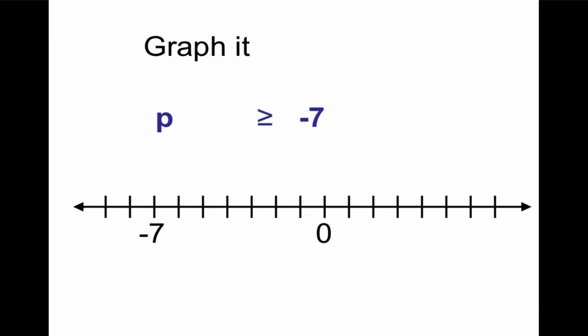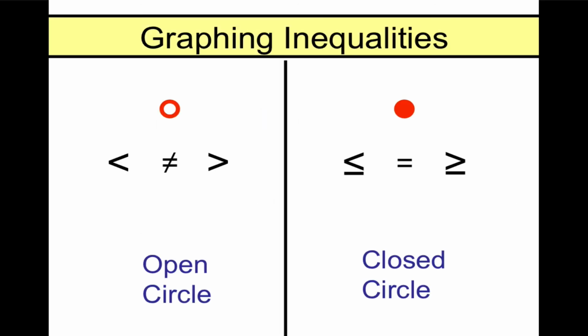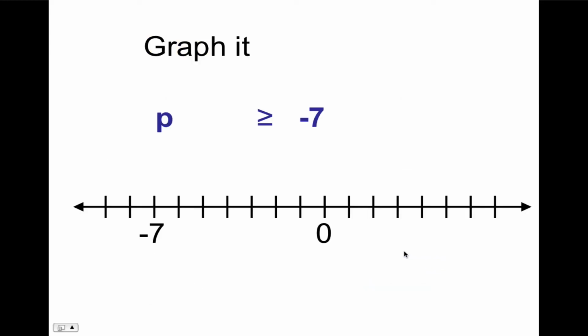This time, when we circle the border point, negative 7, should it be an open circle or closed? And once again, when you have the equal sign as part of your answer, you have a closed circle. That means that the point is on the graph. So negative 7 is part of our solution, and everything greater than negative 7. That means we're going to the right.